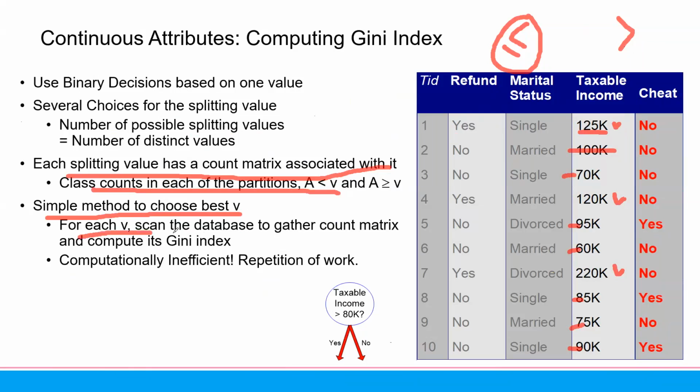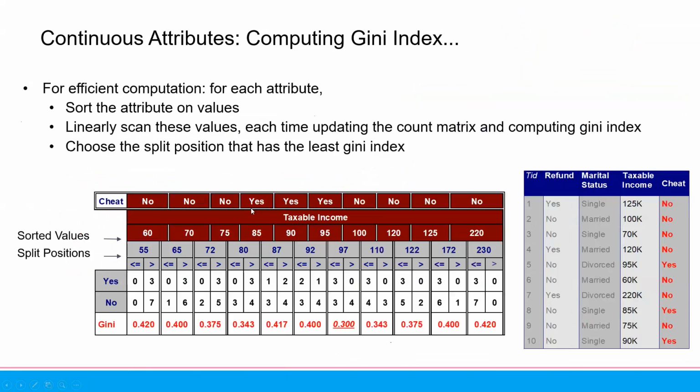For each value, scan the database to gather the count matrix and compute the Gini index. But it is computationally inefficient. Here we have only 10 data, but what if we have 1 million data? If we need to check every number, it's very computationally heavy, because it is repetition of work. So that's why there's another way to compute. We want to check every one of these attributes.